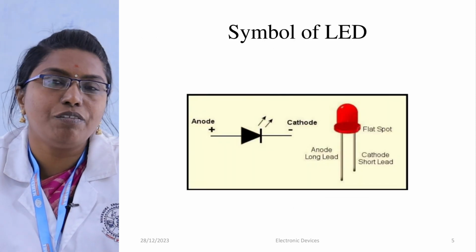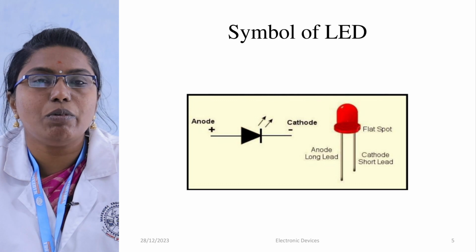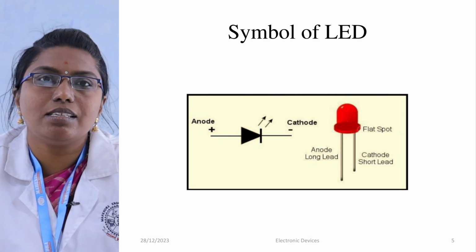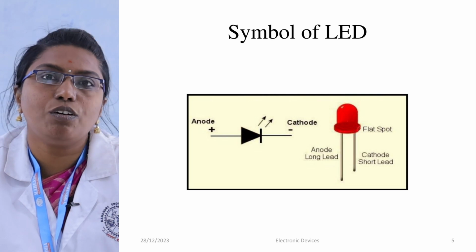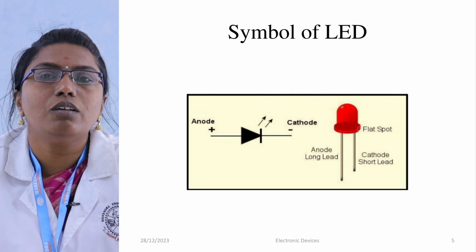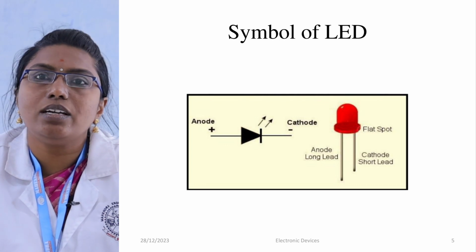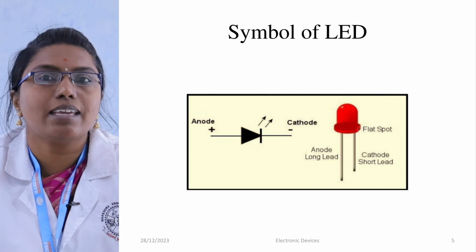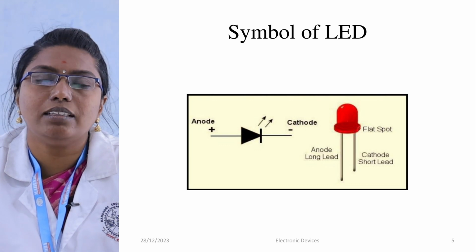Next, this is the symbol of light emitting diode which is similar to that of the normal PN junction diode. There is an arrow mark which indicates the emission of light. And this is a physical component of light emitting diode which has two legs, one is a short leg, another one is a long leg. The short leg represents the cathode and the long leg represents the anode.